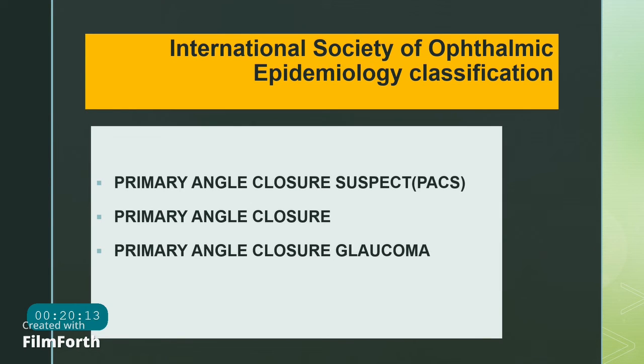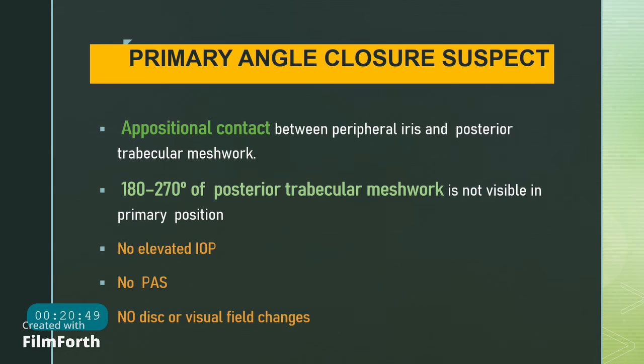Now, all that was clinically about the angle closure disease. However, to actually get away with so much confusion in the angle closure and its nomenclature, occludable, non-occludable and stuff, the International Society of Ophthalmic Epidemiology classification was given, and it classified the angle closure into three types: primary angle closure suspect, primary angle closure, and primary angle closure glaucoma. So you can classify the patients basically into these three types according to the International Society of Ophthalmic Epidemiology classification.